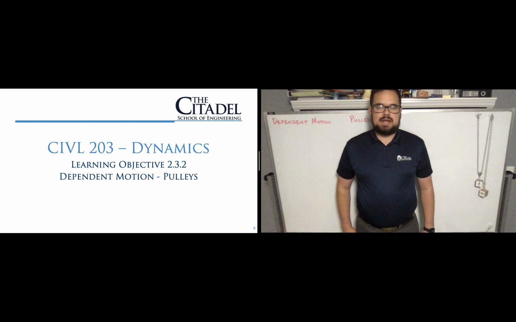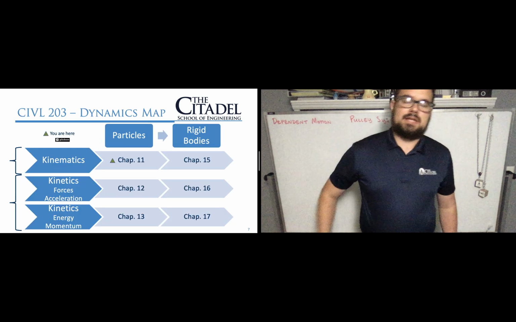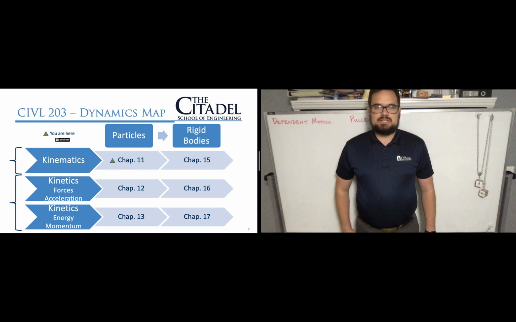This is CIVL203 Dynamics, Learning Objective 2.3.2, looking at the dependent motion associated with pulleys. This is a subset of relative motion covered in Chapter 11.2c of your Beer and Johnson textbook. And in this section, we're going to look at a subset of relative motion.